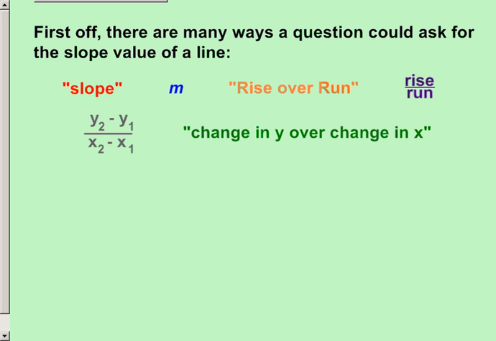Subtracting the two y values in the gray ratio there on the left is basically measuring the change in the y. In the denominator, subtracting the two x values is the change in the x. So obviously change in y over change in x. That says the exact same thing that the slope formula in the gray says. It's just in verbal form.